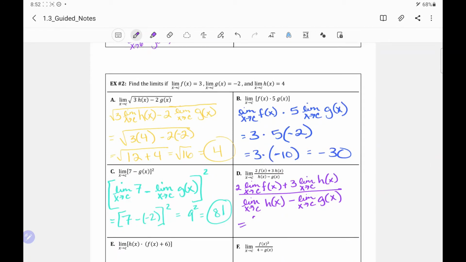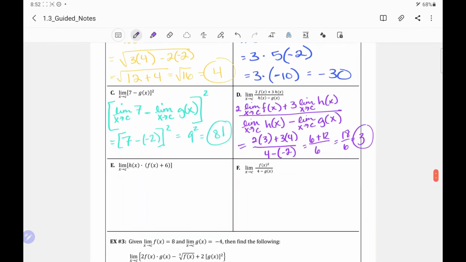So we can simplify this pretty quickly though, because f of x is 3. So on top we've got 2 times 3 plus 3 times the limit of h of x, which is 4 up there at the top, all over the limit of h of x is 4 minus the limit of g of x is -2. So simplifying, 2 times 3 is 6, 3 times 4 is 12. On the bottom, 4 plus 2 is 6. So I've got 18 divided by 6, which is 3. Okay. Coming down, keep going.